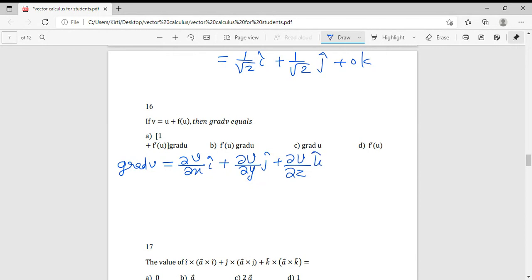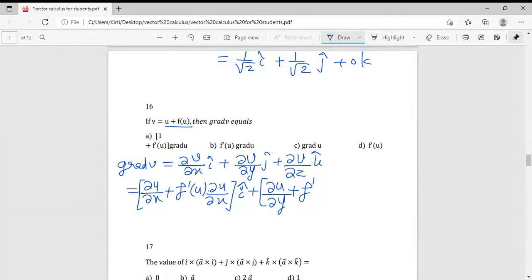Now let's find out derivative of this with respect to x. Okay, so what it will be? It will be nothing but equal to del u by del x plus f dash of u into del u by del x, right? If I differentiate this with respect to x, so I will get this type of term. Similarly, with respect to y, what it will be? It will be del u by del y plus derivative of f of u will be f dash of u into del u by del y j, and then derivative of u with respect to z.